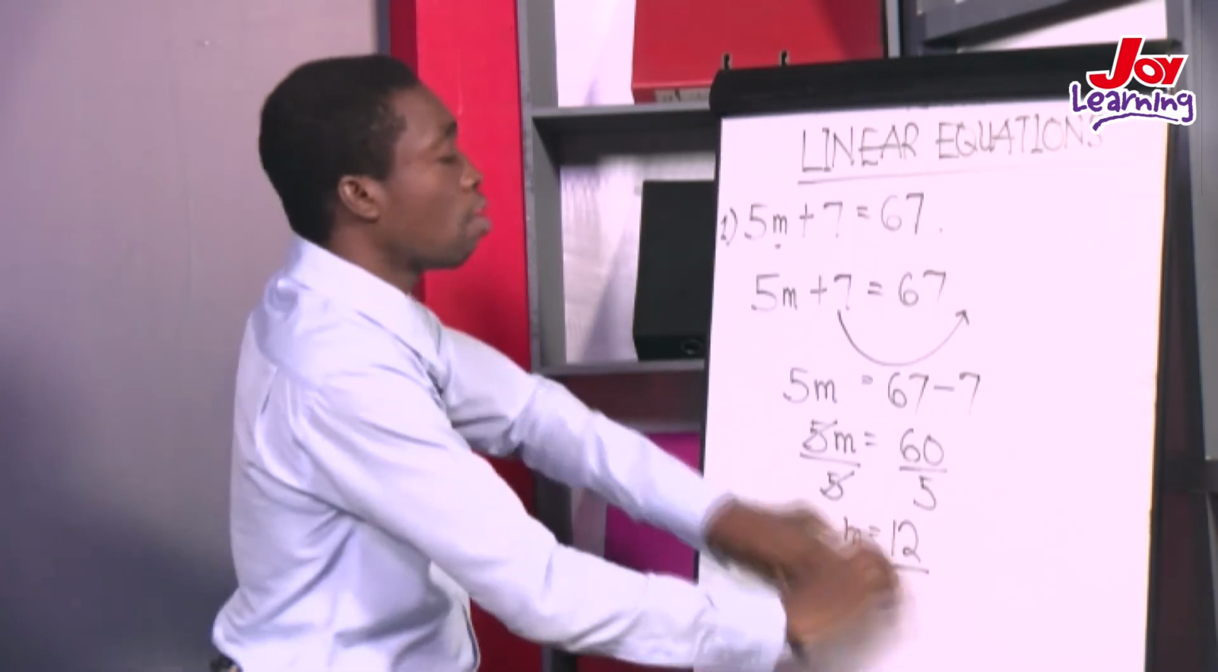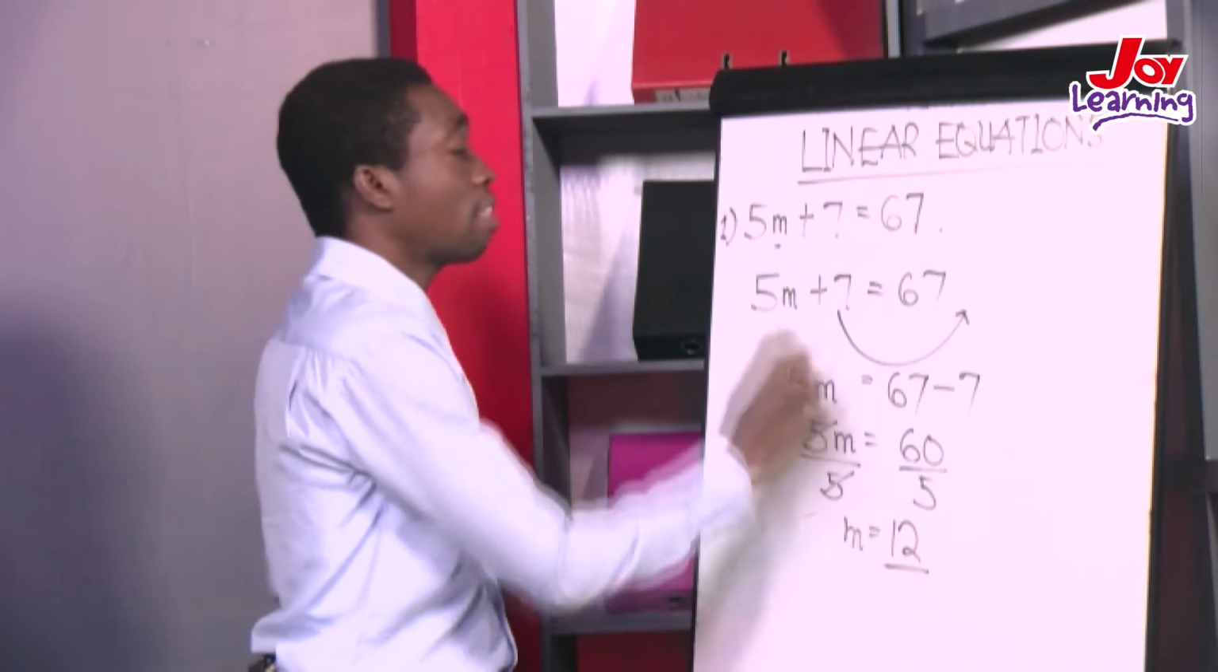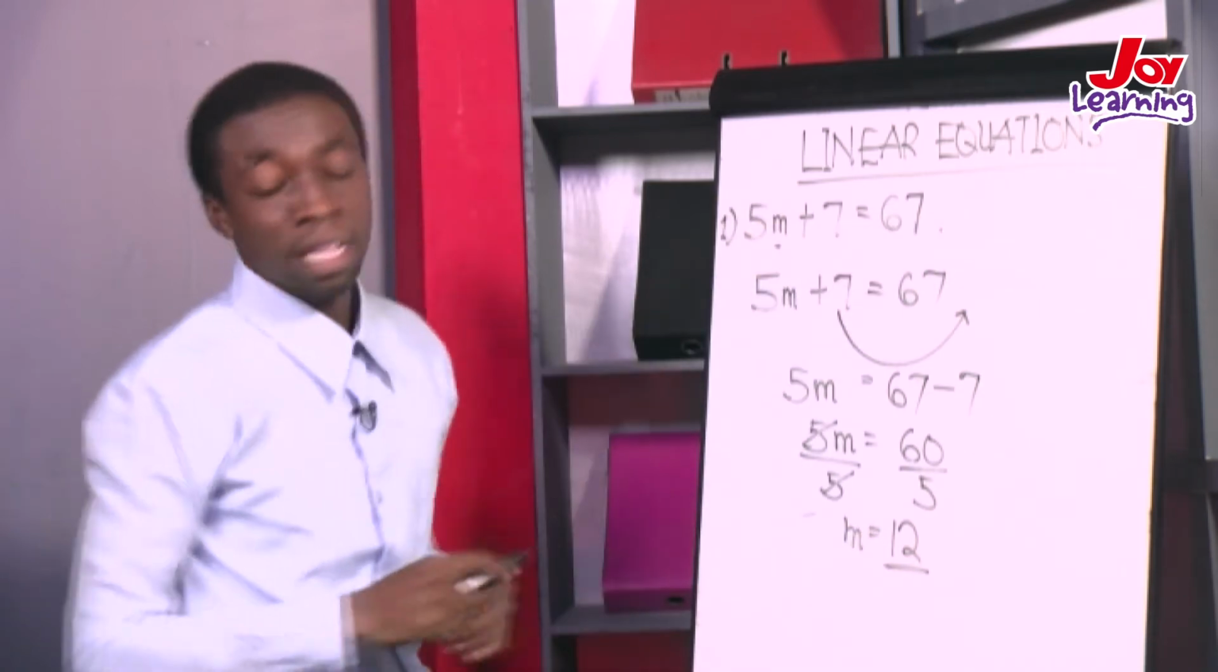If you put 12 into this equation, we should get back our 67. We can try that. 12 times 5, we get 60. 60 plus 7, we get back our 67. So that's it for the first one.